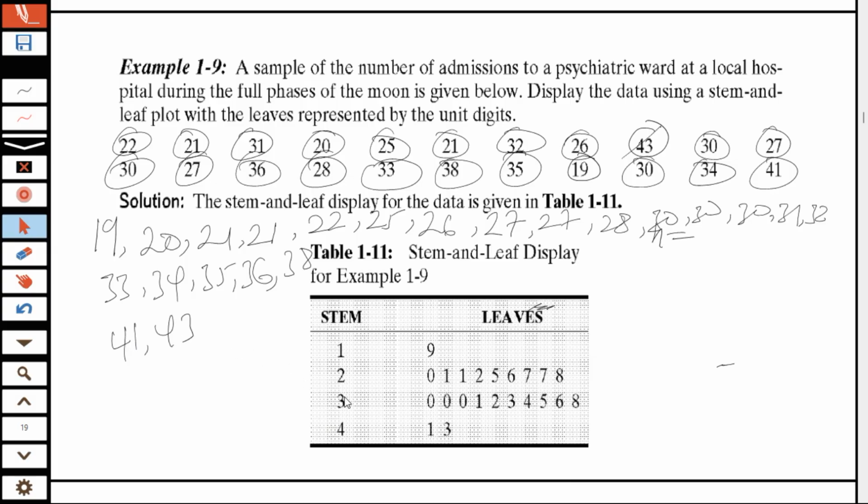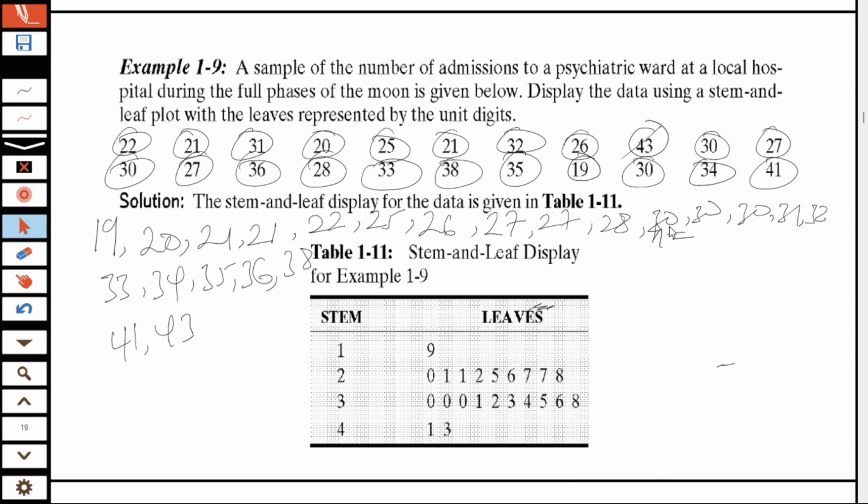For the leaves, for the 19, we are just having our stem here, so the 9 will be our leaf. When we come to the 20s, we have our 2 here, so the leaves will be 0, 1, 1, 2, 5, 6, 7, 7, 8, as you can see here. Let's go to the 30s.